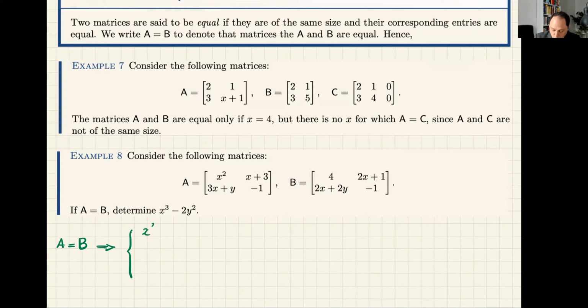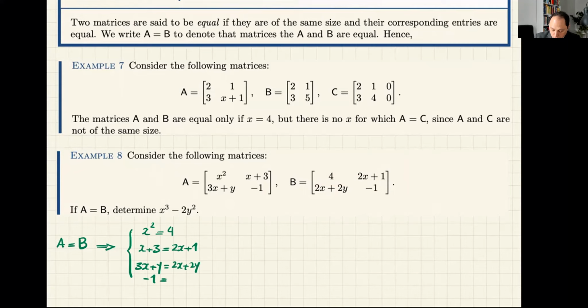So it means that X squared should be equal to 4, X plus 3 should be equal to 2X plus 1, 3X plus Y should be equal to 2X plus 2Y, and minus 1 should be equal to minus 1. The last one I don't need to bother at all, because that's true, but I need to be careful about satisfying all of these three simultaneously. But be careful, we have only 2 unknowns, 3 equations. So we have one more piece of information, but I need to satisfy all of them.